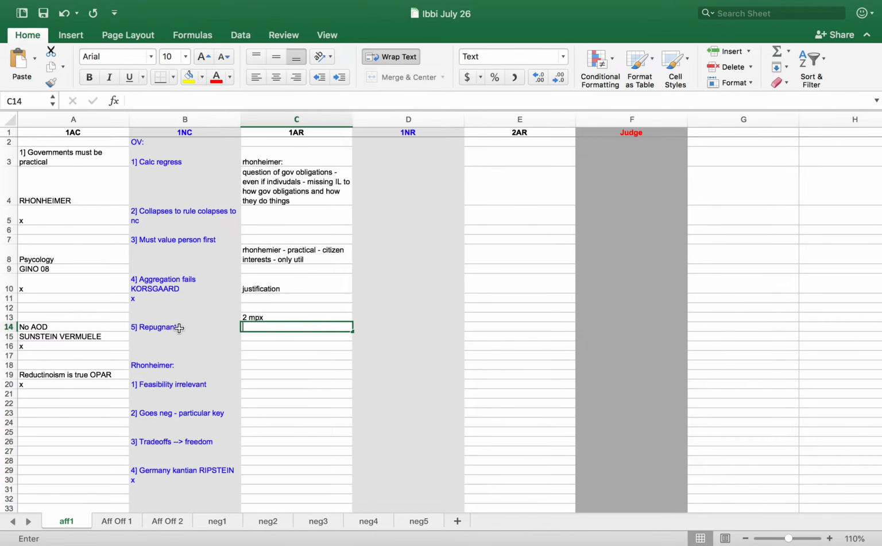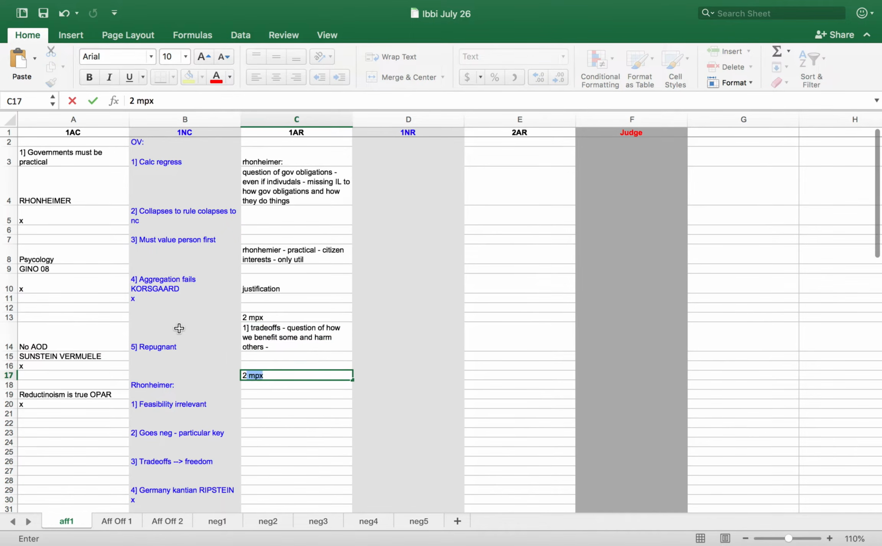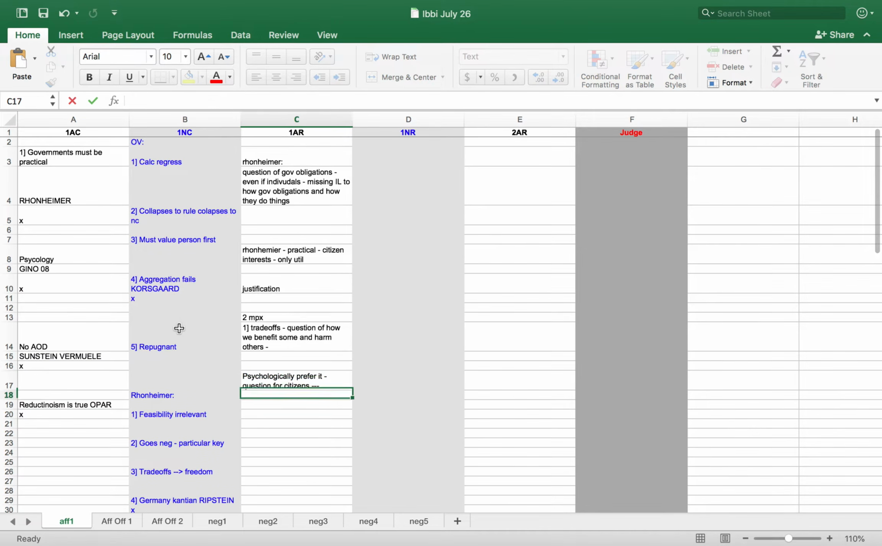Government actions always lead to trade-offs, which means it's just a question of how we benefit some and harm others. Trade-offs are inevitable, which means it's a question of resolving them and creating the best options. B point, you can extend that humans psychologically prefer util at all times. Governments are obligated to use it because it's quite questionable for citizens independently. That's a Geno evidence, and a Geno evidence that's in the NC.